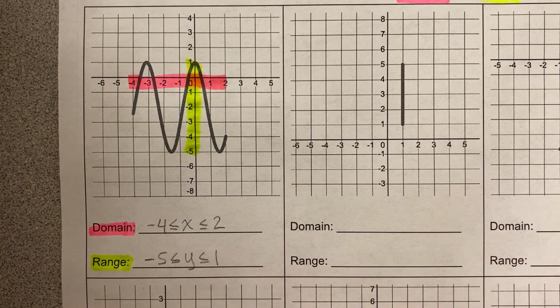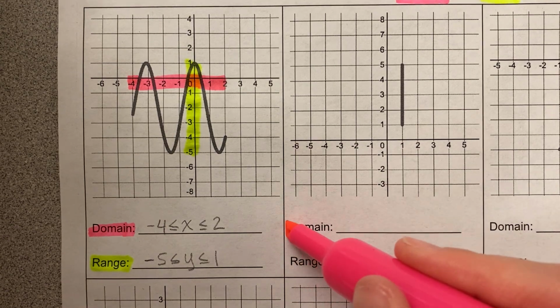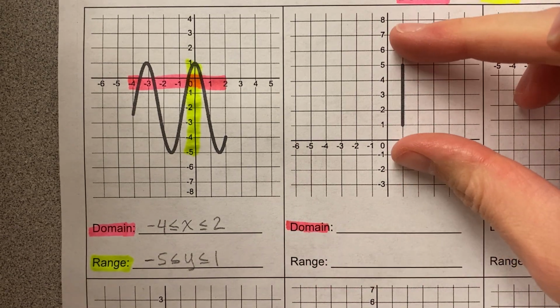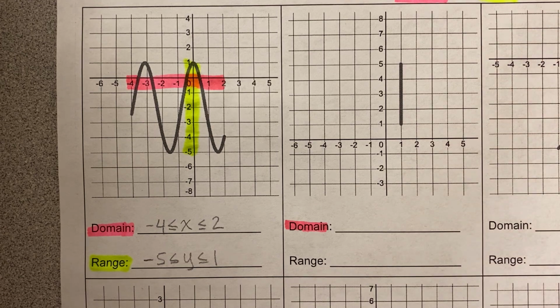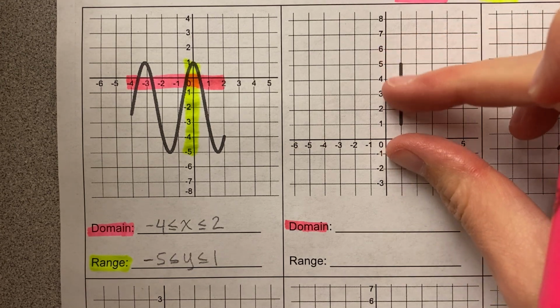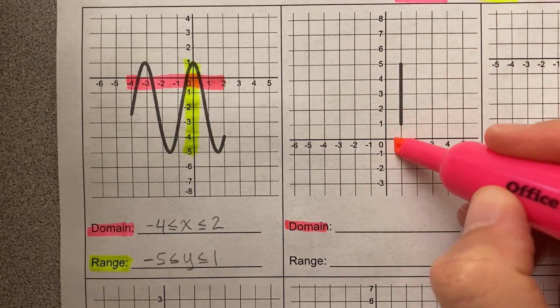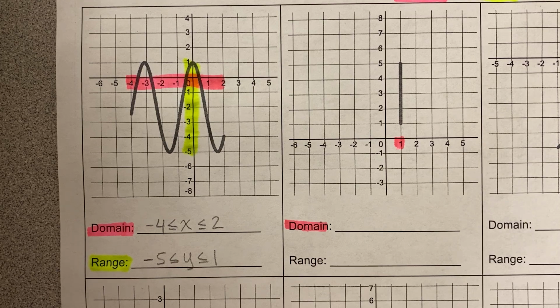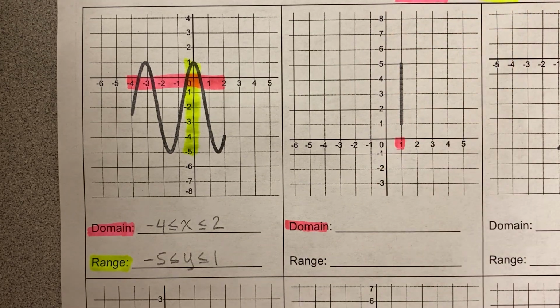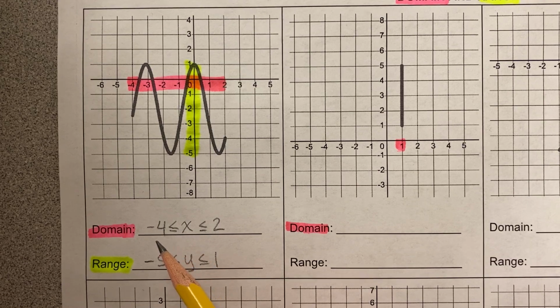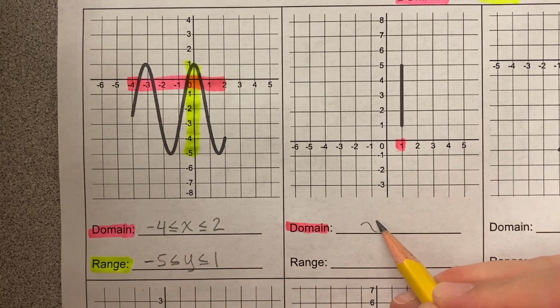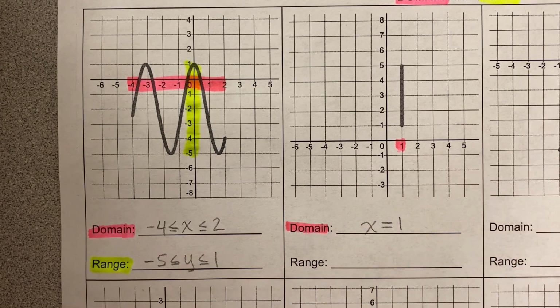Here, let's start with the domain. The domain is the x values. If I squished this onto the x-axis, it would only touch one value. It would all squash right onto that. Since it's just one value, I'm not saying x is larger than one number and smaller than another. I'm saying x just equals this one value: x equals 1.